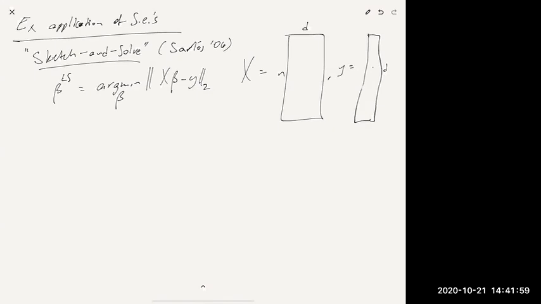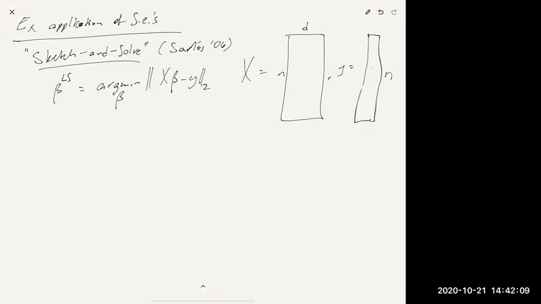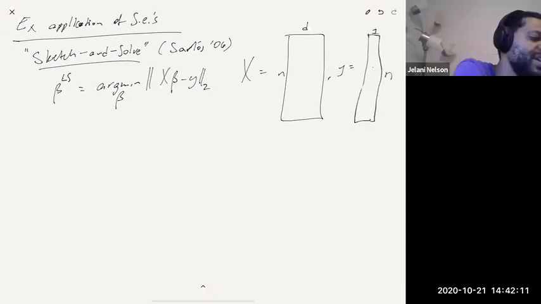Wait, Jelani, are your dimensions reversed for X? Oh, for y, you mean? Or sorry, for y, yeah. Yeah, that's n. Yeah, y is a vector, so it only has one.